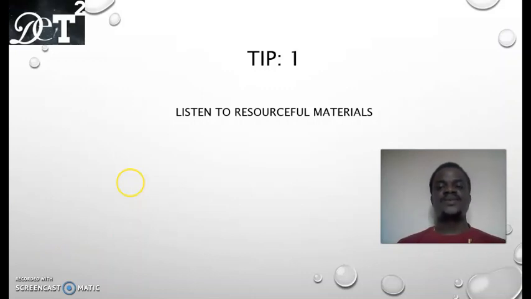Materials you can listen to include BBC online. You can listen to the news on radios, televisions, any English talk at all. It can also be from movies. You watch English movies without using subtitles. All these things will help to tune your ears to listen.